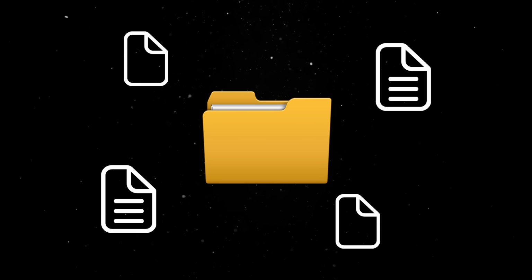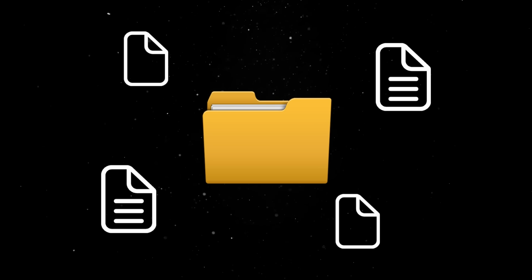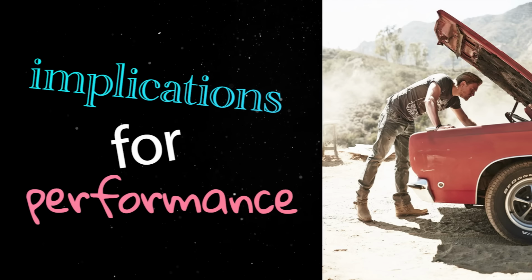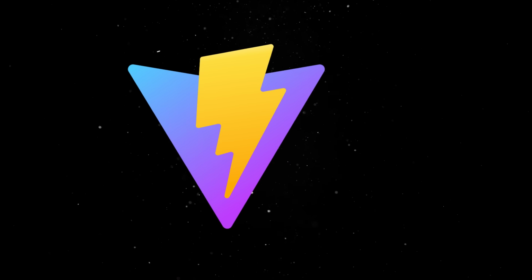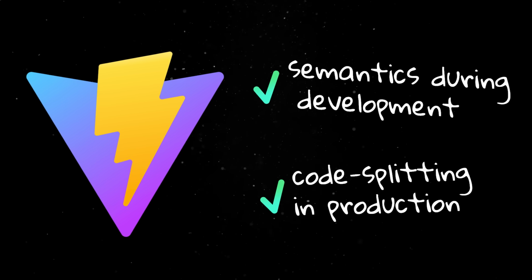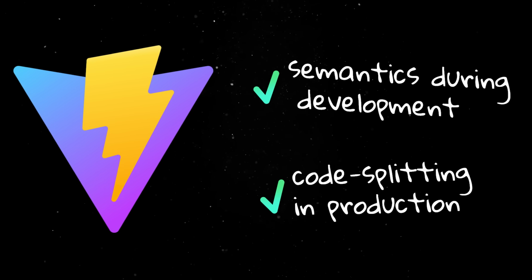Next, let's take it one step further. Splitting projects into multiple files and modules is something really common, but we rarely think about what happens under the hood or the implications for performance. With Vite, you can take advantage of native ES module semantics during development and then use code splitting in production without having to change any configuration file.